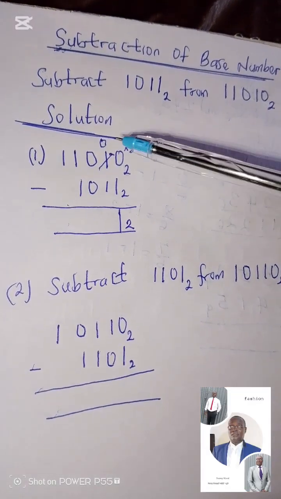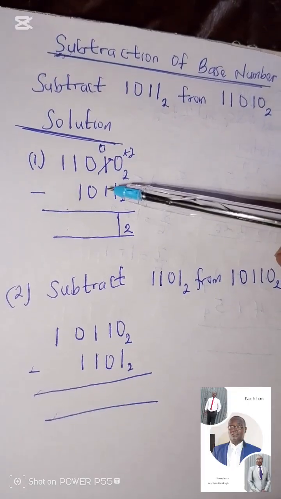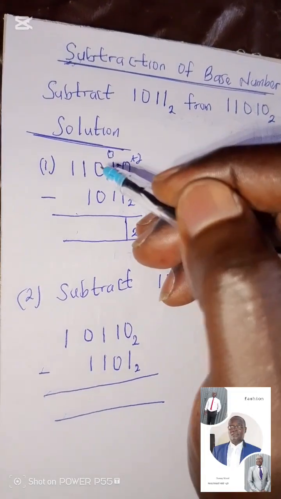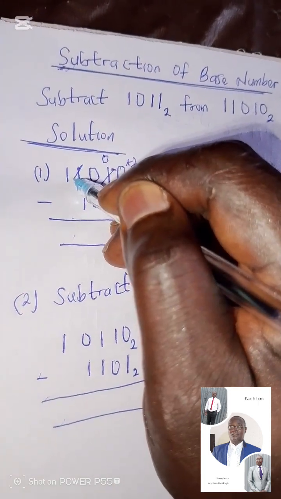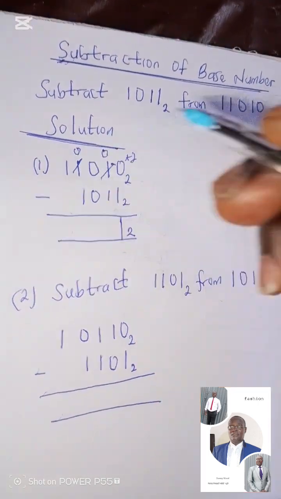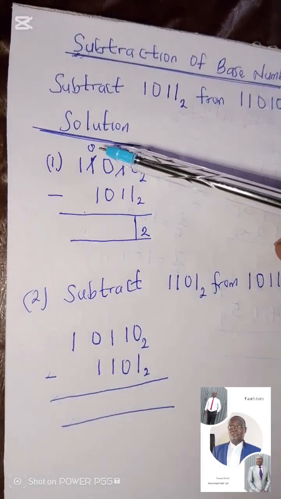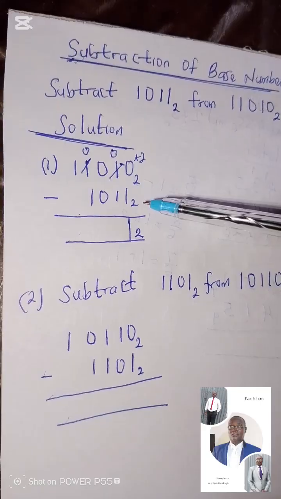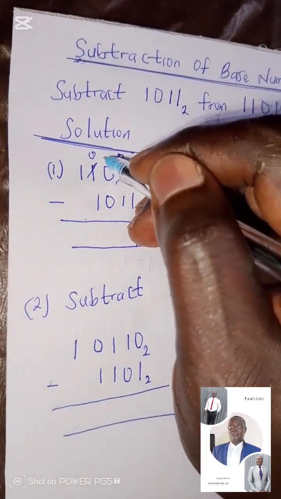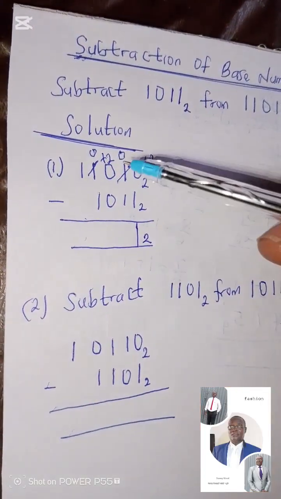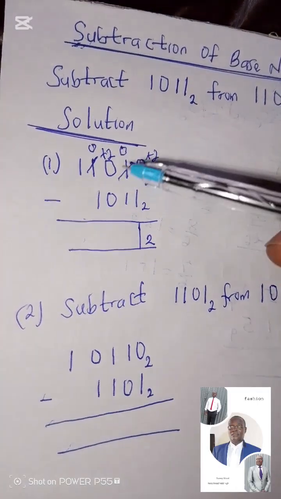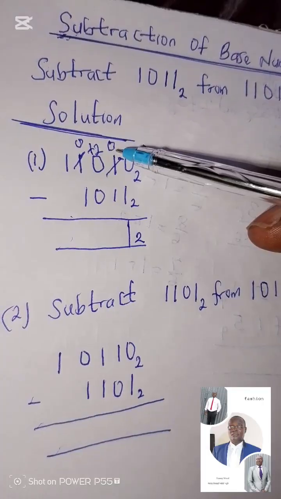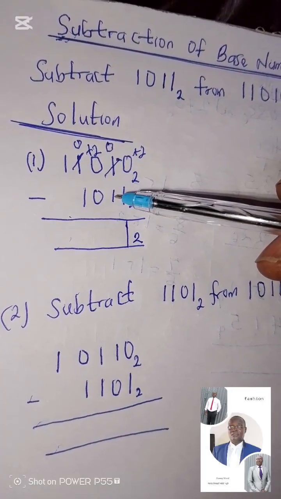Now let's look at it here. 0 minus 1 is impossible. You can't borrow from here. So what you do is you come here, you borrow 1 from here, and it will remain 0. Remember, the 1 you borrow from here is equivalent to the base in which you are subtracting, which is base 2. So that means you add 2 to here. If you add 2 here, it will be 2. So now this is 0, because 0 cannot minus 1.